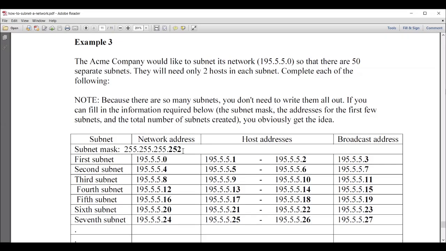So therefore, the subnet mask became 252, because they have borrowed 6 bits from the host side. So this is how it happened, right? So I believe that it is understood.